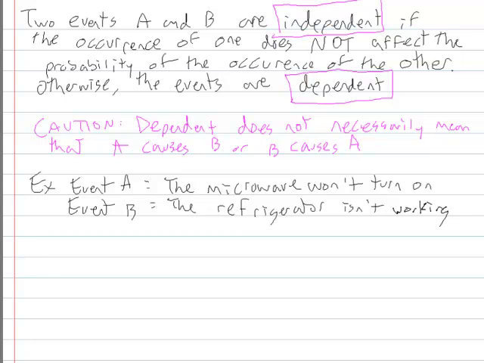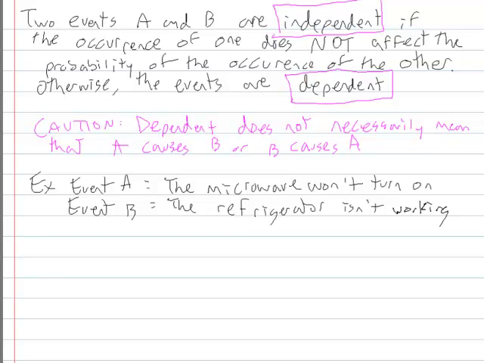But if one of them happens, it increases the probability that the other one would happen, because if the microwave won't turn on, there's a good chance that the power's out or a fuse is blown somewhere. And if that's the case, then the probability that the refrigerator won't be working is much higher than normal. Still not guaranteed, because maybe it's a different issue. Maybe the microwave just broke on its own. So it certainly doesn't guarantee anything. But we refer to these events as not independent, they're not completely separate.